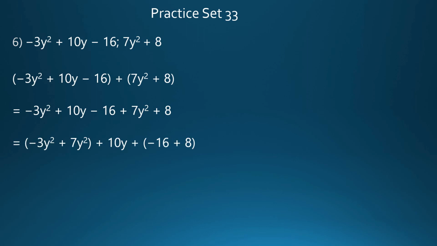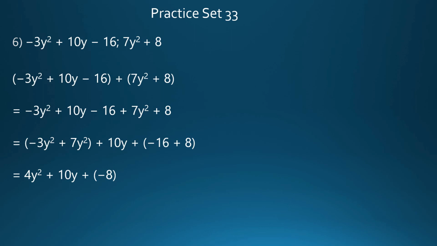In the next step, we are going to put like terms together in one bracket. So here minus 3y square is similar to 7y square, so that we are going to put in one bracket. So we will have minus 3y square plus 7y square, plus 10y is alone, so we are going to write it as it is, plus minus 16 plus 8 we are going to put in another bracket. Now simplifying both the brackets. So we will have minus 3y square plus 7y square is 4y square, plus 10y, plus the solution of minus 16 plus 8 is minus 8.